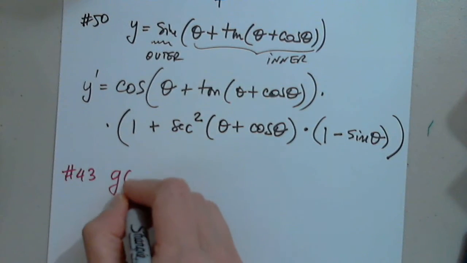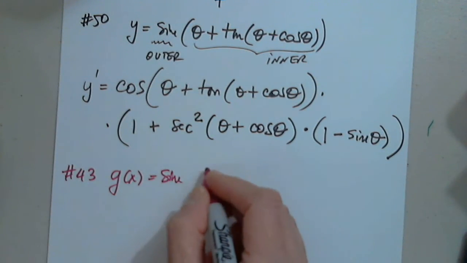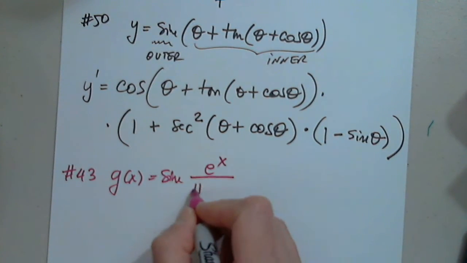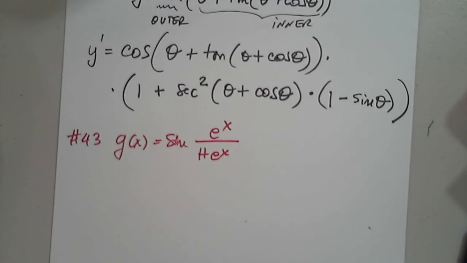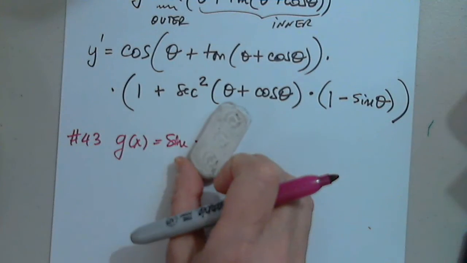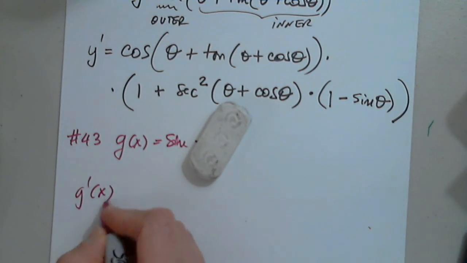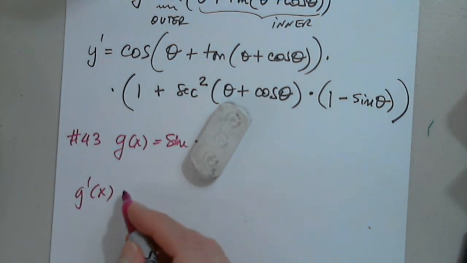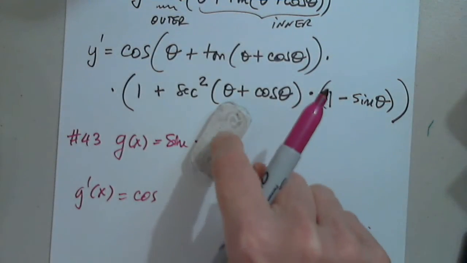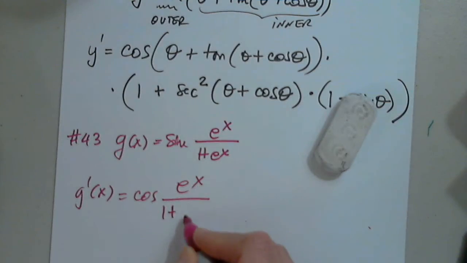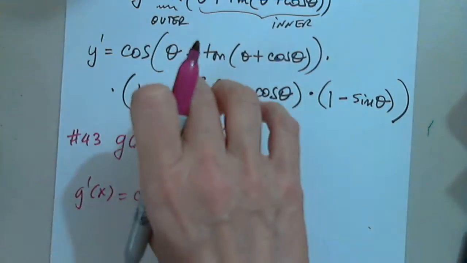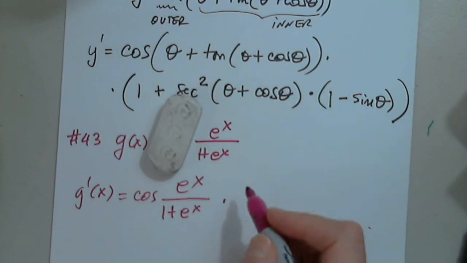43 is g of x equals sine of e to the x over 1 plus e to the x. Perfect. Thank you. Good. So g prime, you already told me that sine prime is cosine, but I have to copy the argument. So this is e to the x over 1 plus e to the x times the inner function prime.